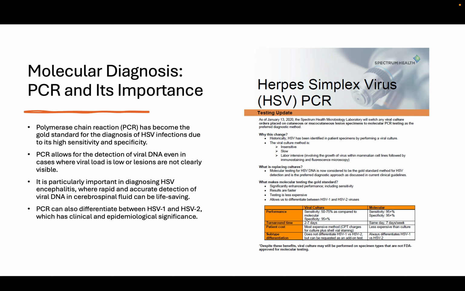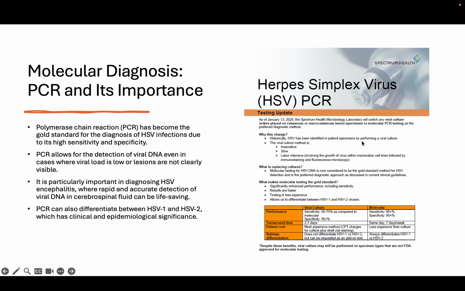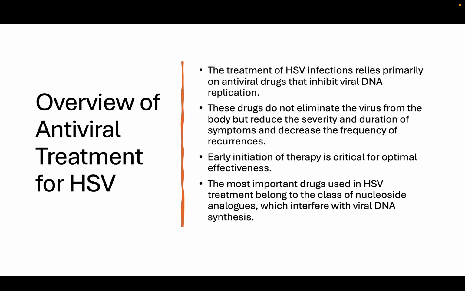PCR is amazing. It also allows detection of viral DNA even when the viral load is very low or when there are no lesions visible, because to get a positive smear you need a high infection, high viral titers, to actually see this. In the case of PCR, it's super sensitive. The virus could be at very low levels and you can still detect it, because PCR needs literally nanograms of DNA. It's very little that you need.